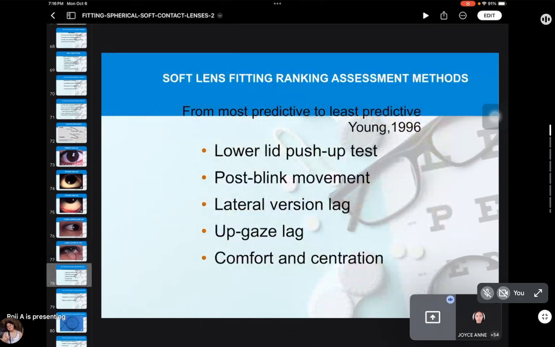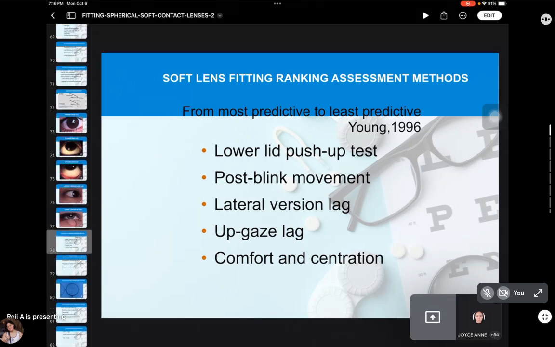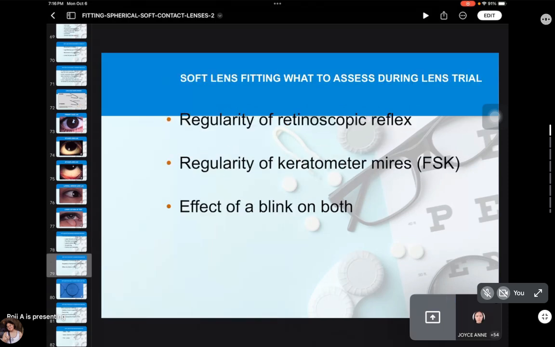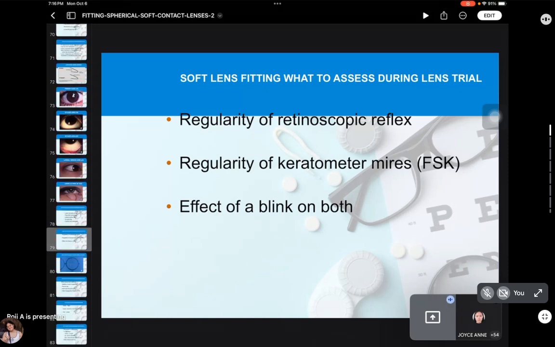Now, ranking assessment method: lower lid push-up test, post-blink movement, lateral version lag, up gaze lag, comfort, and centration. That is your soft lens fitting ranking assessment method. You should rank it from the most predictive to the least predictive. Okay, what to assess during trial lens? Of course, regularity of retinoscopic reflex, regularity of keratometer mires, and the effect of blink on both.